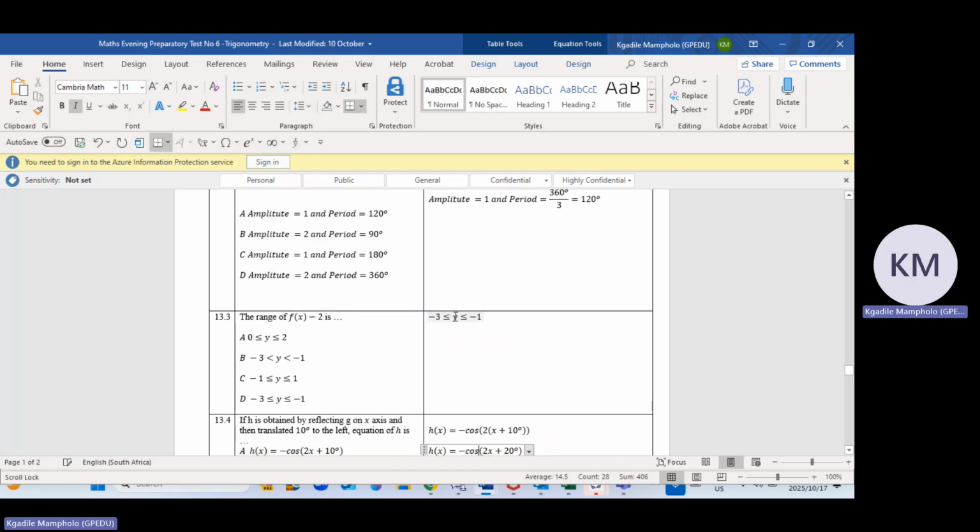And remember, in this kind of question, if you just say less than, and you are not saying less than or equal to, you get it wrong, because minus 3 and minus 1 must be included.